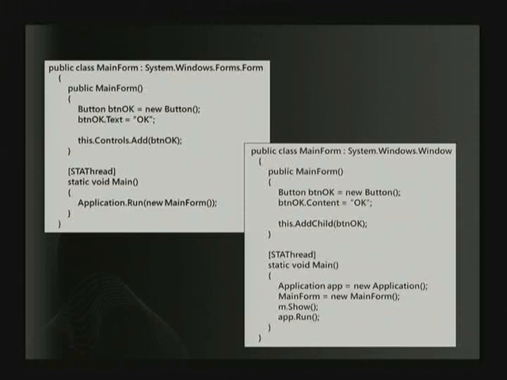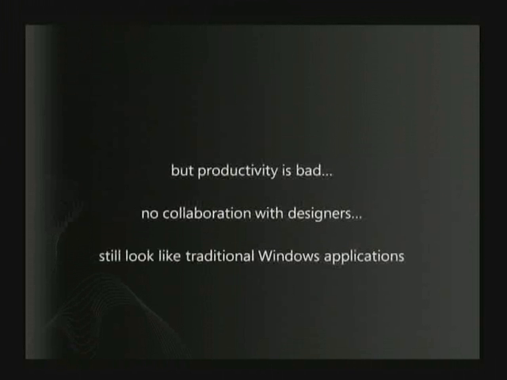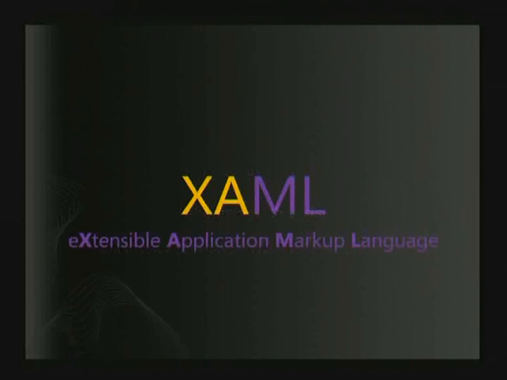But if you code in C# or VB, it will not be very productive. And you won't be able to collaborate with designers, because you're still in the code and you cannot exchange visuals with designers. And your application will look like a traditional Windows application. So don't do that. Instead, use XAML. XAML is a new language we introduced in WPF. It's based on the XML specification, and it really makes the collaboration between developers and designers better.